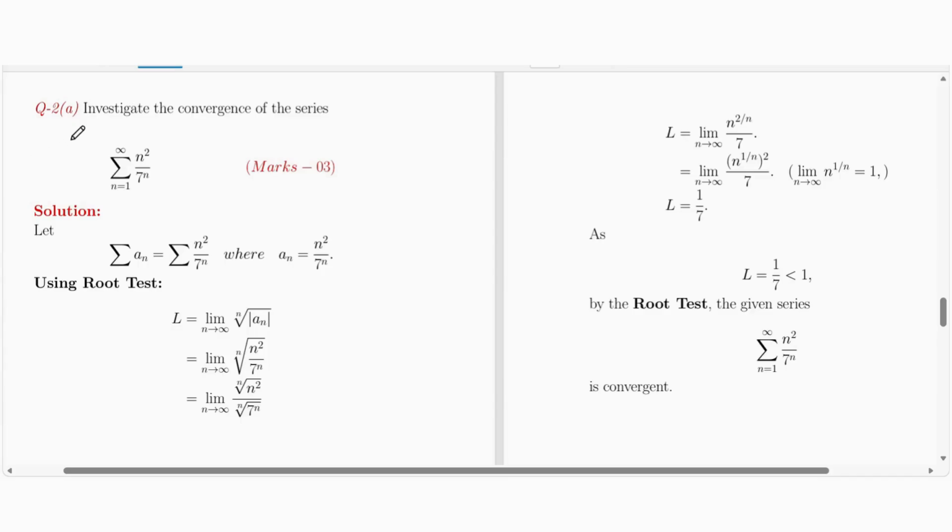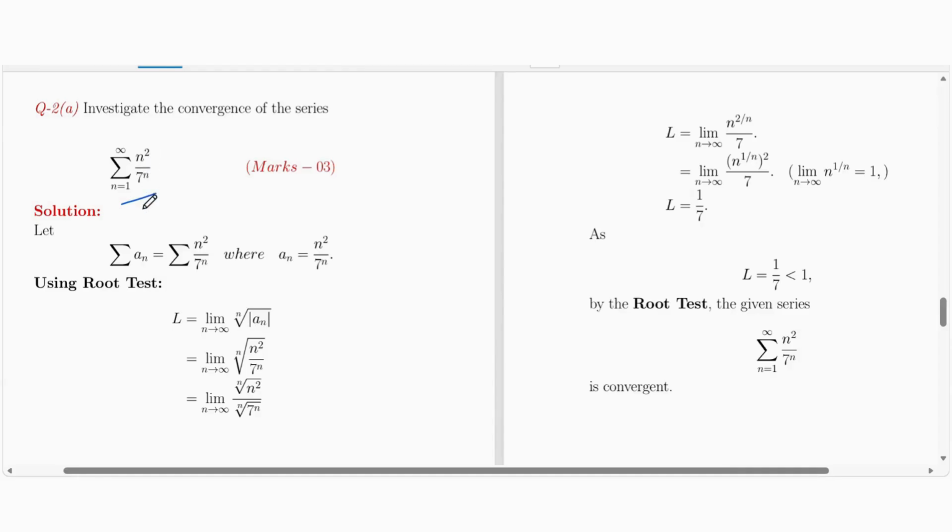Question 2a. Investigate the convergence of the series n square upon 7 raised to n. Now, in this sum what do we have to do? Find the convergence of this series. So for this, first of all, observe the term.